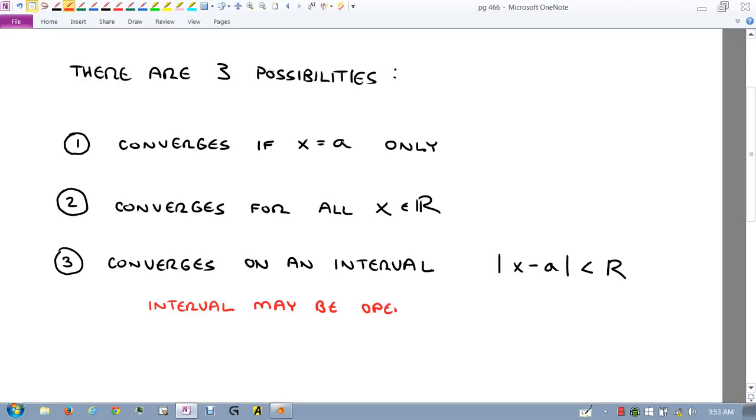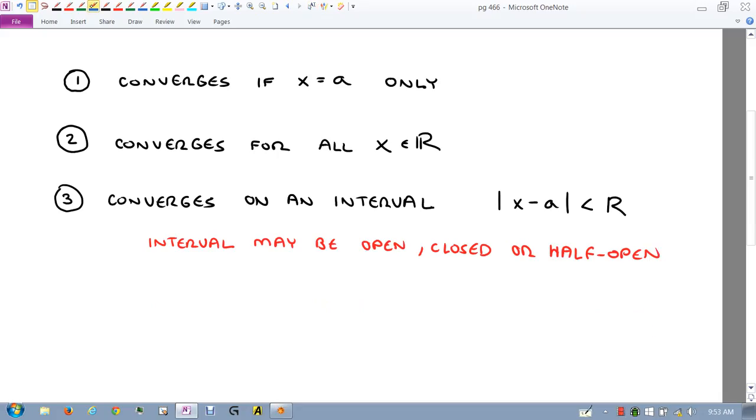open, closed, or half open. What do I mean by that? What does an open interval look like? Something like, this is a specific example, -1 to 2. That means all the numbers between -1 and 2, right? Not including -1, not including 2. That's what we call an open interval.